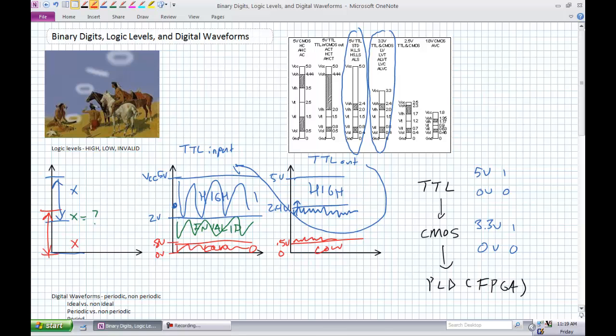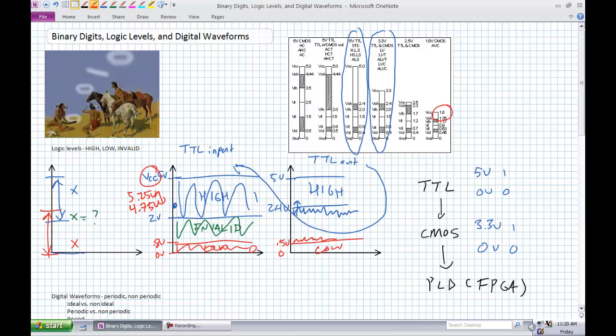TTL, you can't do that. You have to keep that supply voltage right there, 5.25 volts down to 4.75 volts. So it's got a narrower range for the supply voltage, whereas CMOS, you can expand that range. It's not just limited to 5 volts and 3.3 volts.